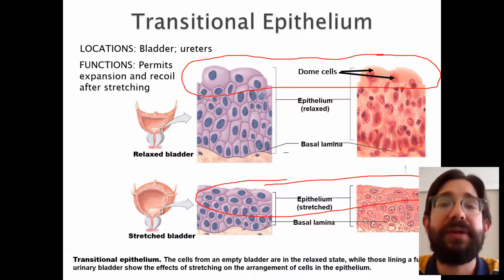Then, after the urine leaves the bladder or leaves the ureter, the relaxation of the organ will make the dome cells come back.